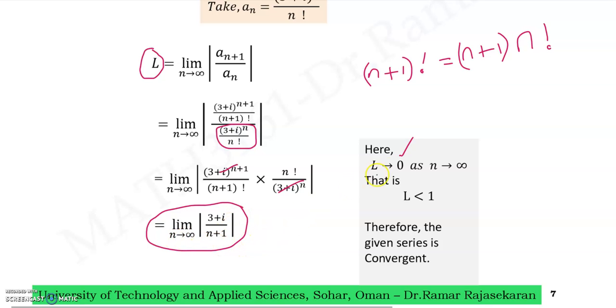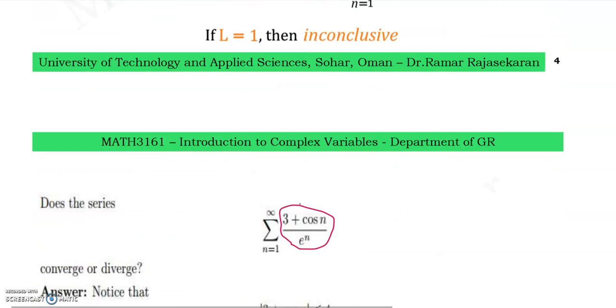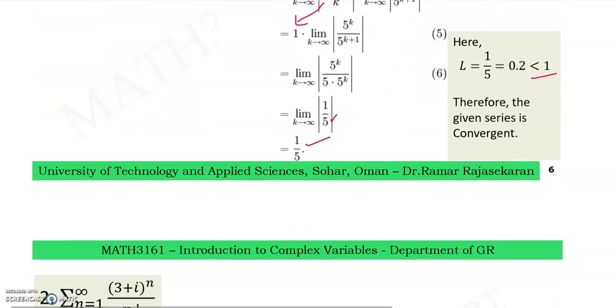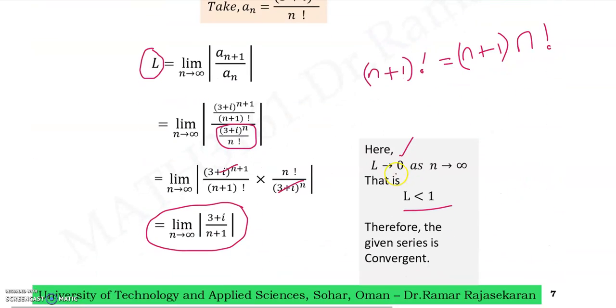Okay, so that here L is 0, which means L is less than 1. L is less than 1. That is our conclusion. So we can say that this series is also convergent. Okay, so how do we conclude convergent? Because by the ratio test, if L is less than 1, then the series is absolutely convergent. Okay, so here we can conclude that this value L tends to 0 as n tends to infinity, which means L is less than 1. Okay, so the series is convergent.